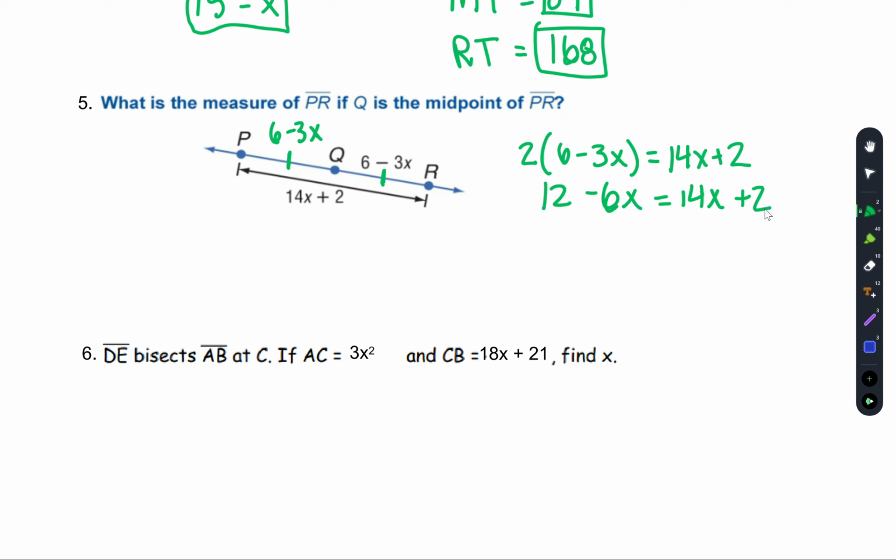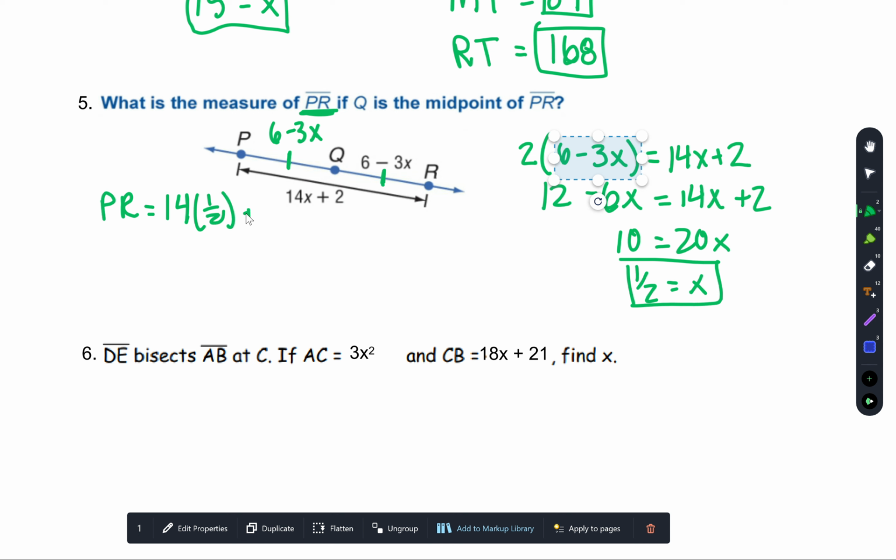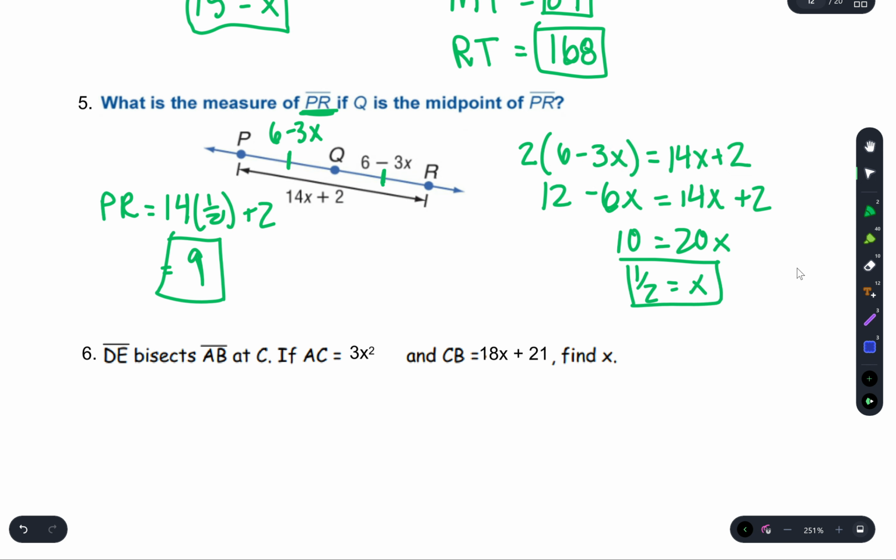Do a little bit of solving here. I believe I get 10 equals 20x, or x equals 1/2. I'm finding what is the measure of PR. So I'm going to take PR, which is 14x plus 2, and plug in that 1/2. I believe I get 9. Any questions on that one?